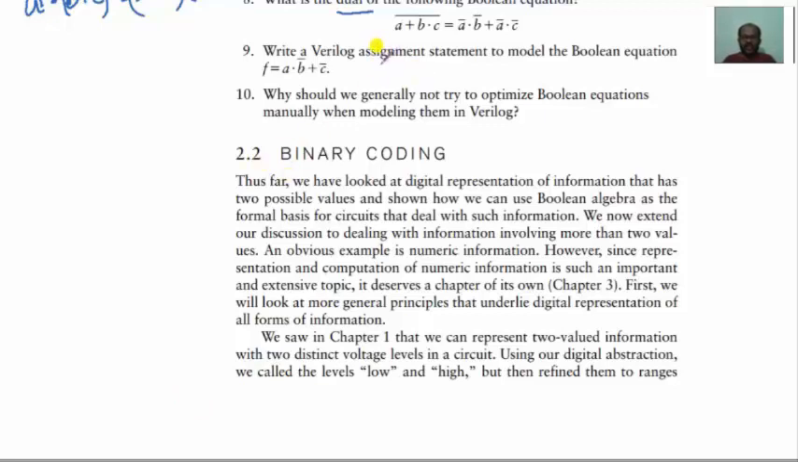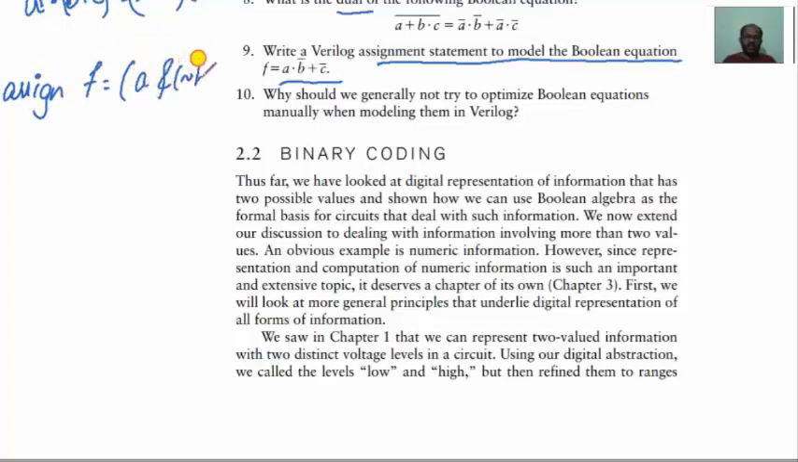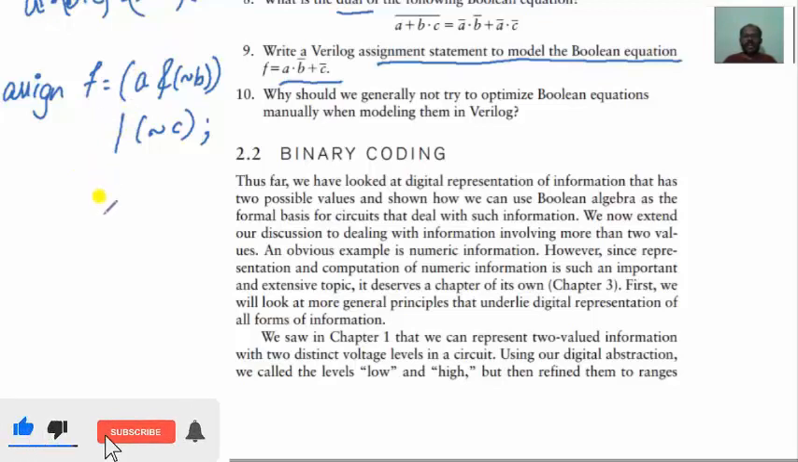Write a Verilog assignment statement to model the Boolean equation f = a·b' + c'. How are you going to write it in data flow modeling? Assign f equals a AND with negation b OR with negation c. This is how we write a piece of Verilog code. Before that, you have to write the module name. You have to explicitly define which is input and which is output. At last you write the program, and you exit the program by writing endmodule.